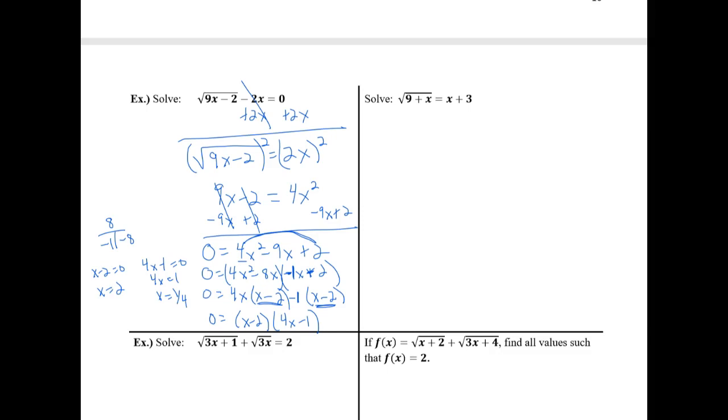Now I have already checked those, and they both work. But remember, you need to keep checking all your solutions because you could get an extraneous solution. Go ahead and try the problem on the right, and be careful when you square that side, that right-hand side. Okay, I want you to think about that.